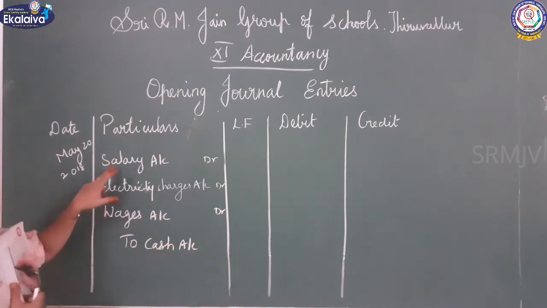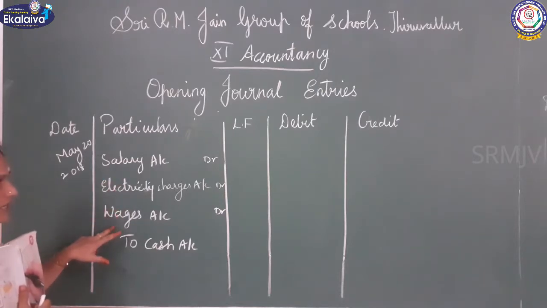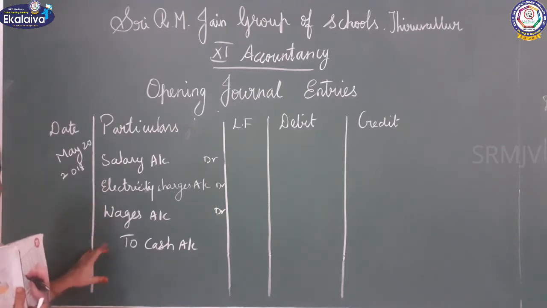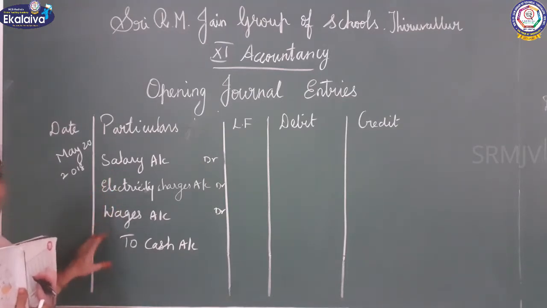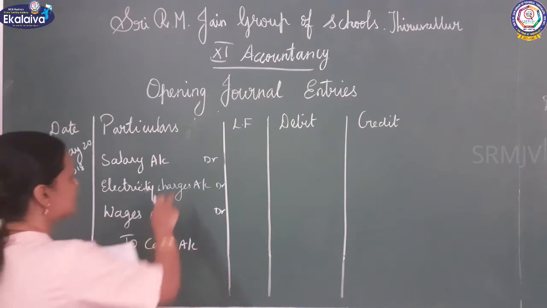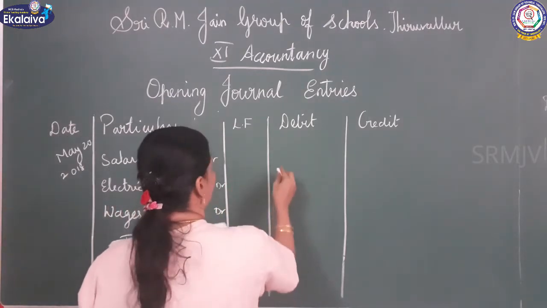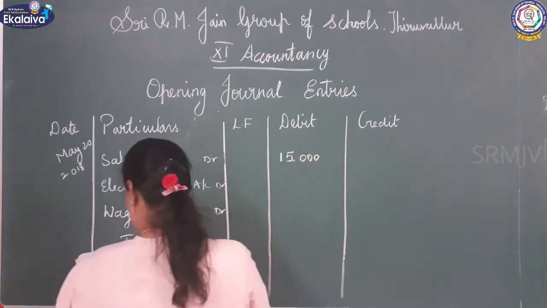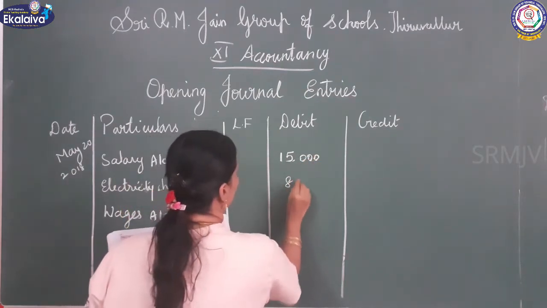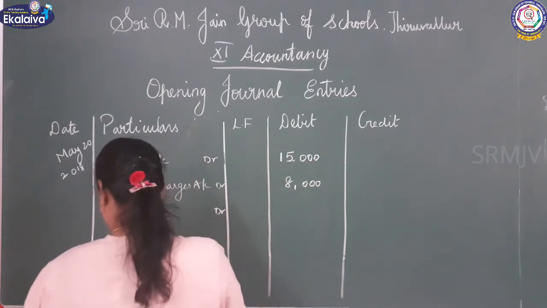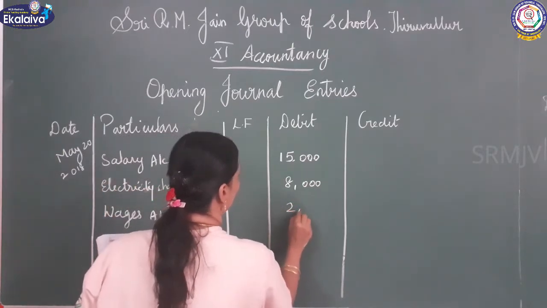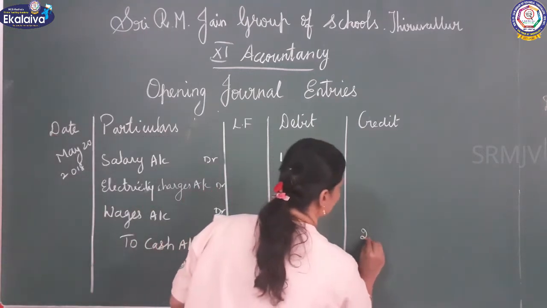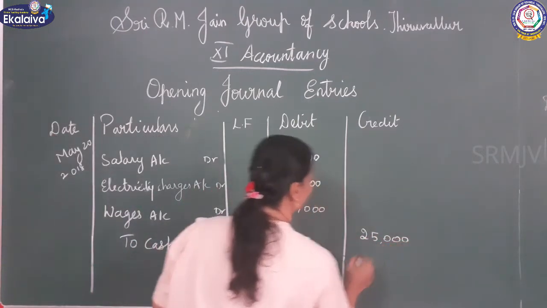Okay, so salary, electricity charges and wages, all the three are nominal accounts. So that's why we are entering in the same account. That's why it is called a compound journal. Okay, so salary, how much he paid? 15,000. And then electricity charges 8,000. And then wages 2,000. Totally how much they have paid? 25,000, isn't it? So 25,000.